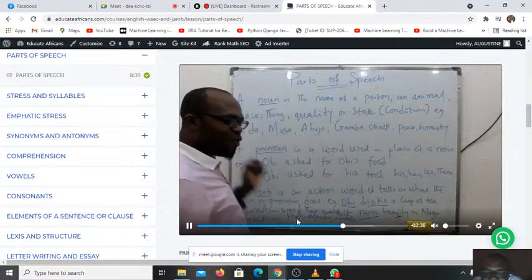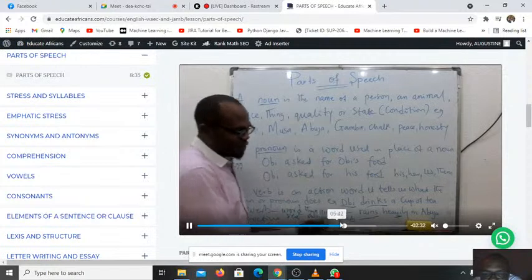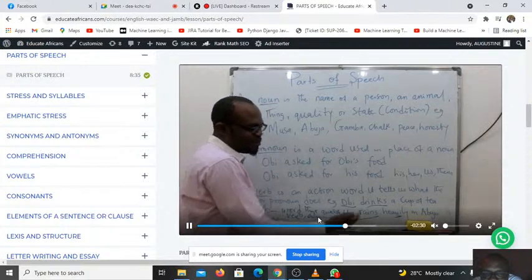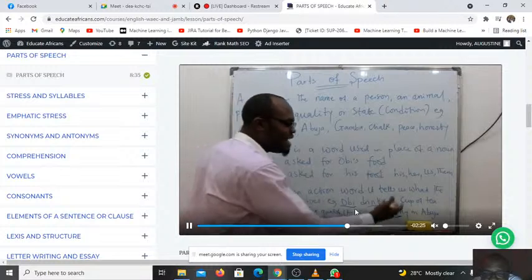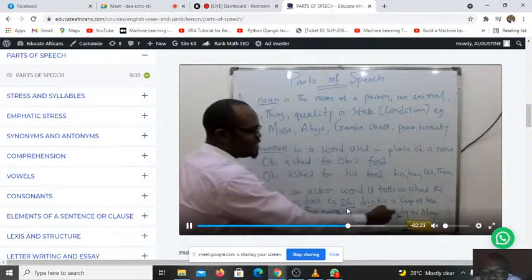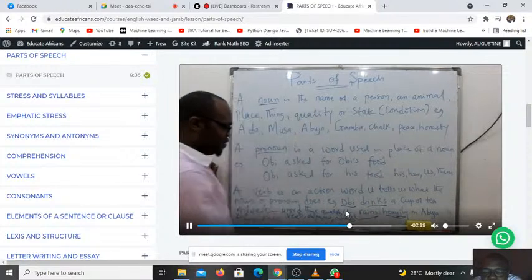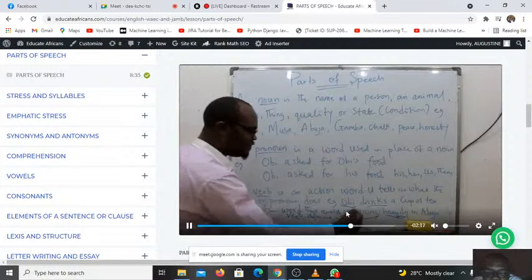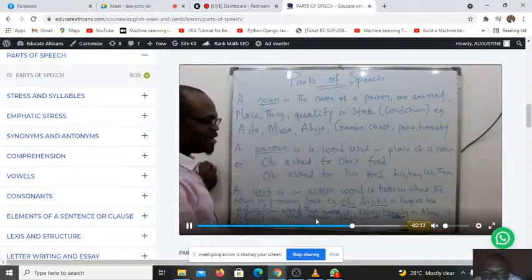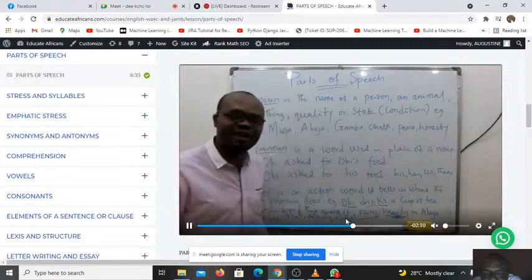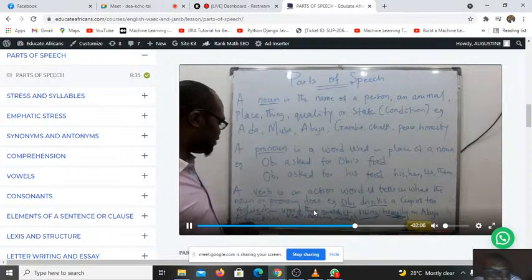Whereas an adjective qualifies a noun. It tells you more about the noun or the pronoun. Let's say you say a tall boy. That tall is telling you that the boy is tall, so that is an adjective. An adverb qualifies a verb, adjective or adverb, while an adjective qualifies a noun. It tells you more about the noun.